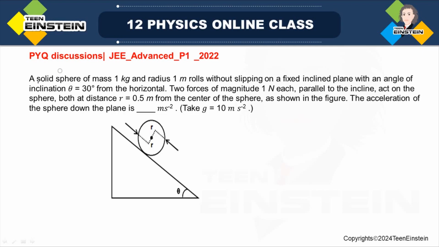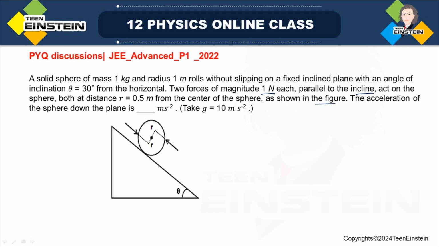The question says, a solid sphere of mass 1 kg and radius 1 meter rolls without slipping on a fixed inclined plane with an angle of inclination theta equal to 30 degrees from the horizontal. Two forces of magnitude 1 Newton each, parallel to the inclined plane, act on the sphere, both at distance r equal to 0.5 meter from the center of the sphere as shown in the figure.